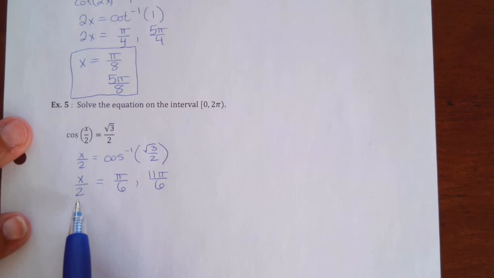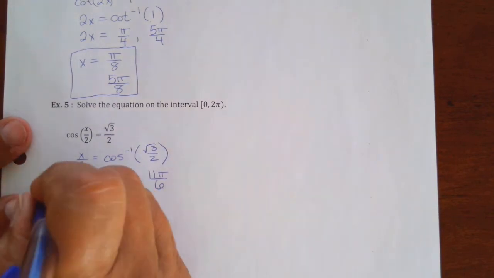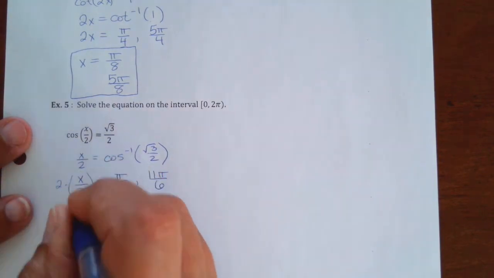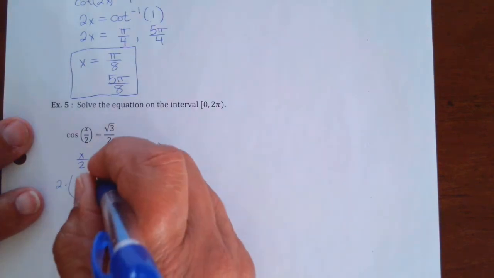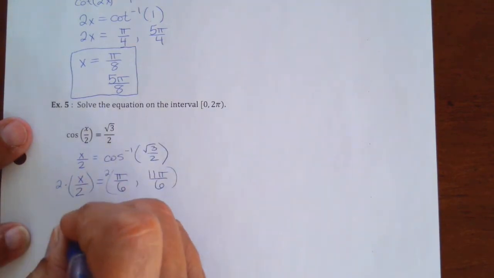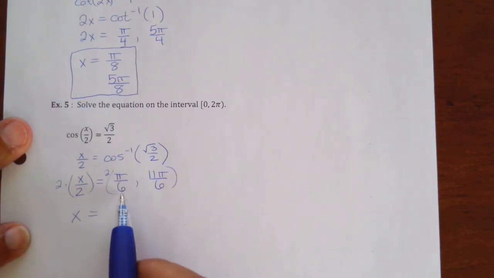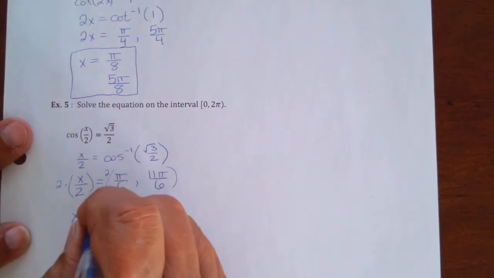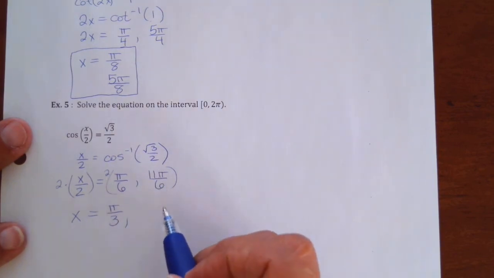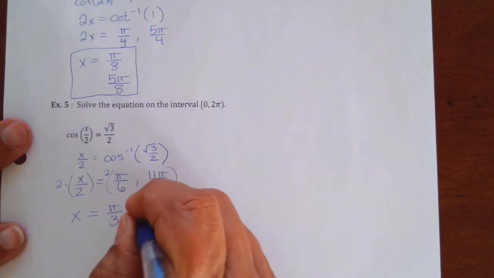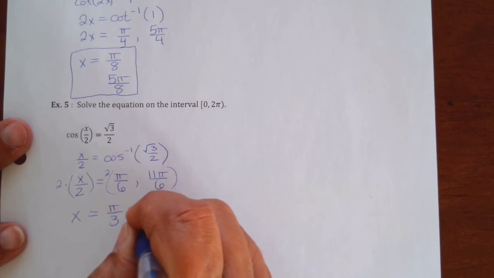Now, I'm solving for x. So to get rid of the 2, I would multiply by 2, right? You've got to multiply by 2, not divide by 2. So I'm going to multiply each of these by 2. So that gives me x on the left. 2 pi over 6 is pi over 3. And 2 times 11 pi over 6 will be 11 pi over 3. Okay?